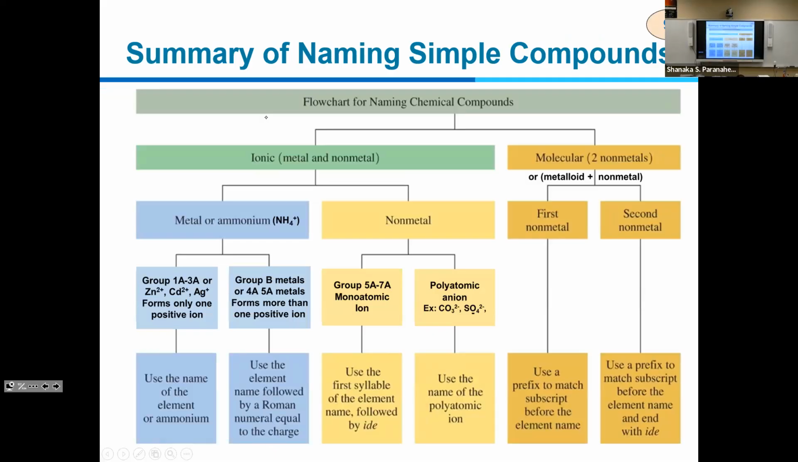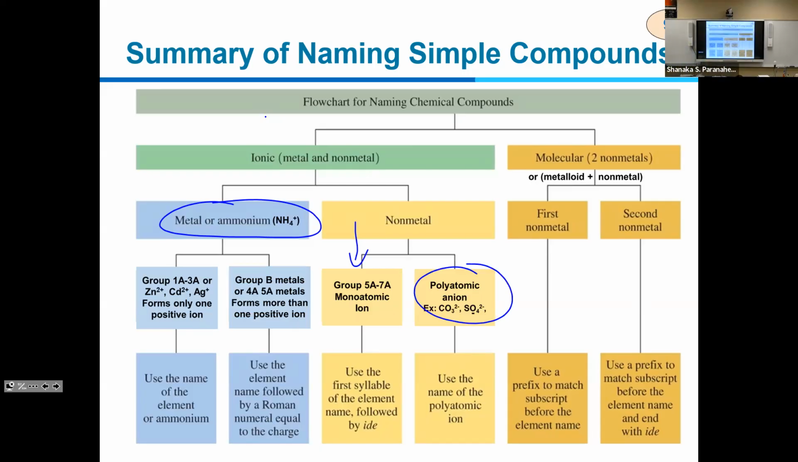Slide 97. When you name a compound, first we decide whether it's ionic or molecular. Molecular, we didn't learn yet, so it's going to be ionic. If it is ionic, it starts from a metal or the ammonium polyatomic cation. Then we follow the rules. Nonmetals also have two choices now: monoatomic nonmetals from group 5A to 7A, like oxide, chloride, bromide, sulfide, and also a lot of polyatomic anions.